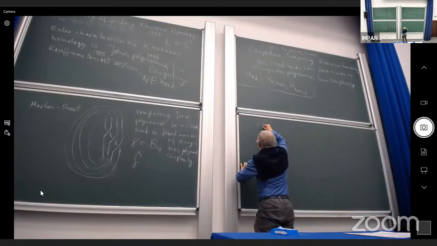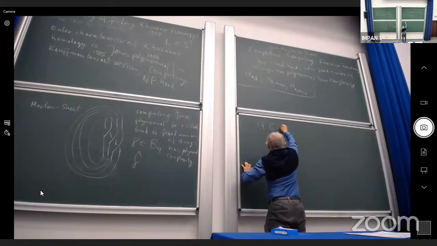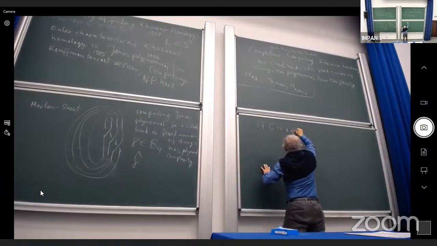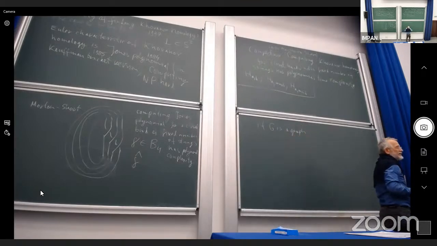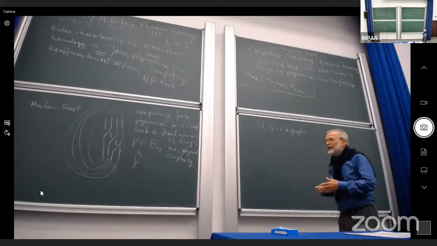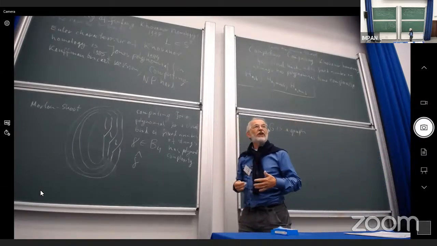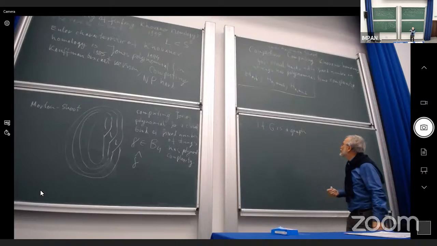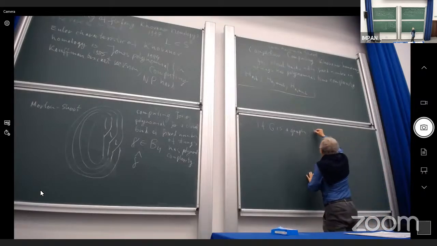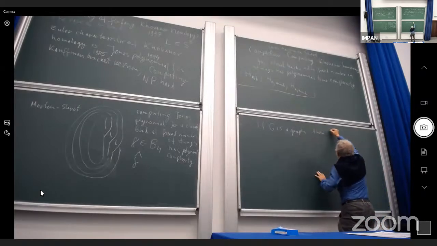So if G is a graph, you can construct many simplicial complexes from graphs. Of interest for me is what most of the people call the independence simplicial complex, meaning if vertices are not connected by edges, then they form a simplex. Then the independence simplicial complex.